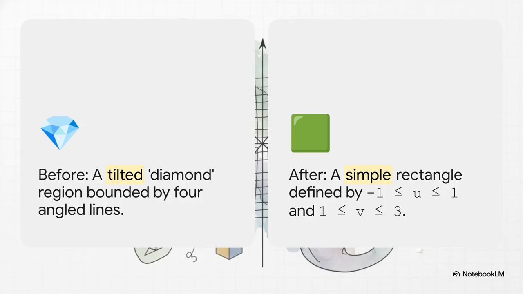If you look closely at the boundary lines, you'll see they have to do with y minus x and y plus x. So let's define our new variables that way. U equals y minus x and v equals y plus x. And just look at what happens. Our nightmare of a diamond in the xy plane becomes a perfect, beautiful, upright rectangle in the uv plane. The integration bounds are just simple numbers now. This is a game changer.